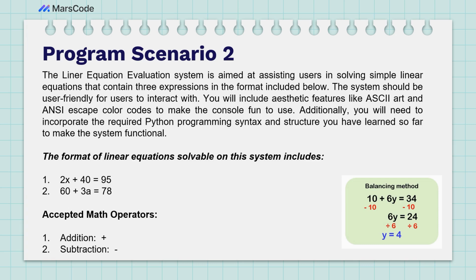Or it has to be where the number is first, then comes the symbol, and then comes the number and the variable. But again, in conclusion, the length is also 8 for the second format example. So we're going to be working on creating the scenario in MarsCode. Let's get started.